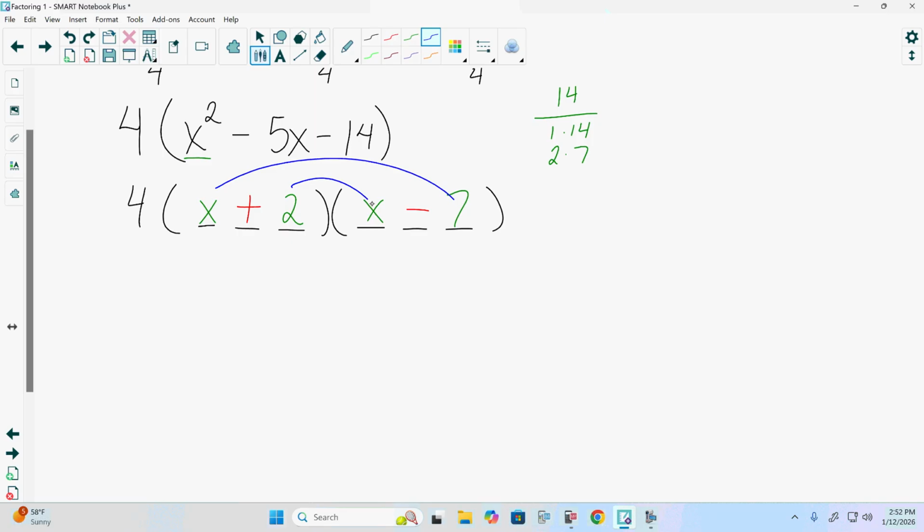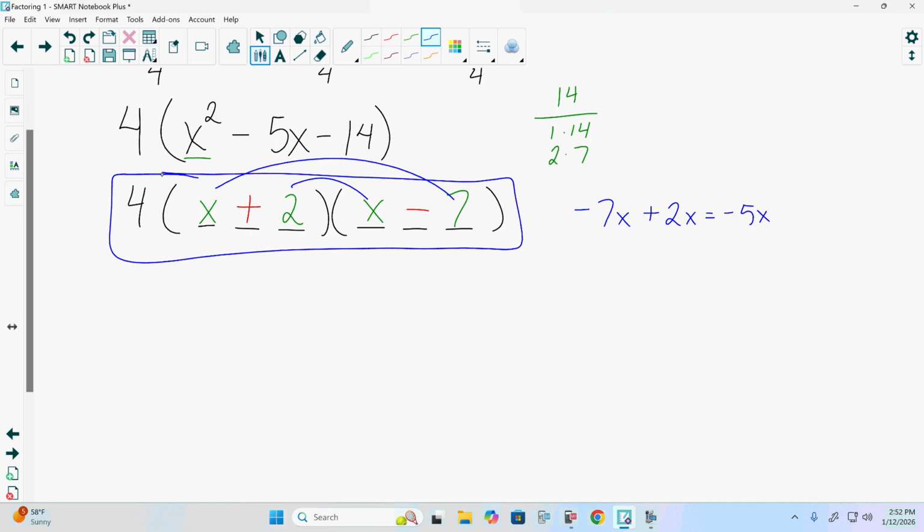And we can check. x times negative 7 is going to be negative 7x. 2 times x is going to be positive 2x. And negative 7x plus 2x, negative 7 plus 2, gives us negative 5x. And that's it. So those would be our factors. Questions on those here?